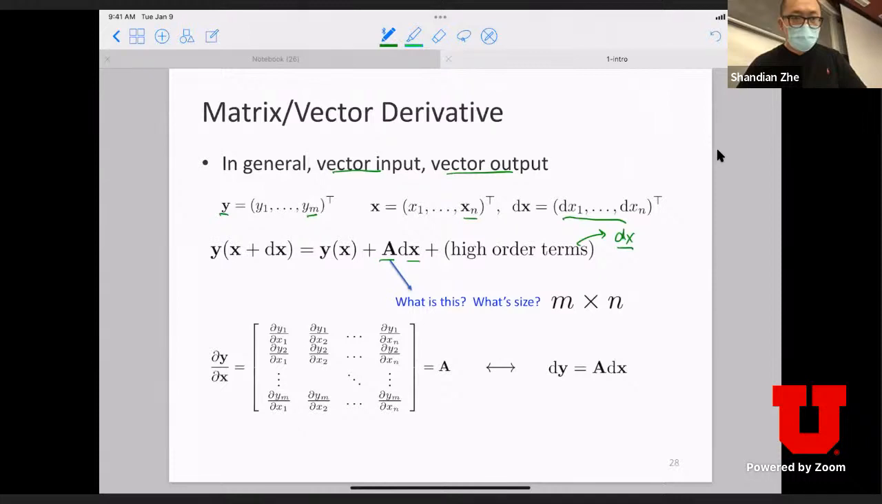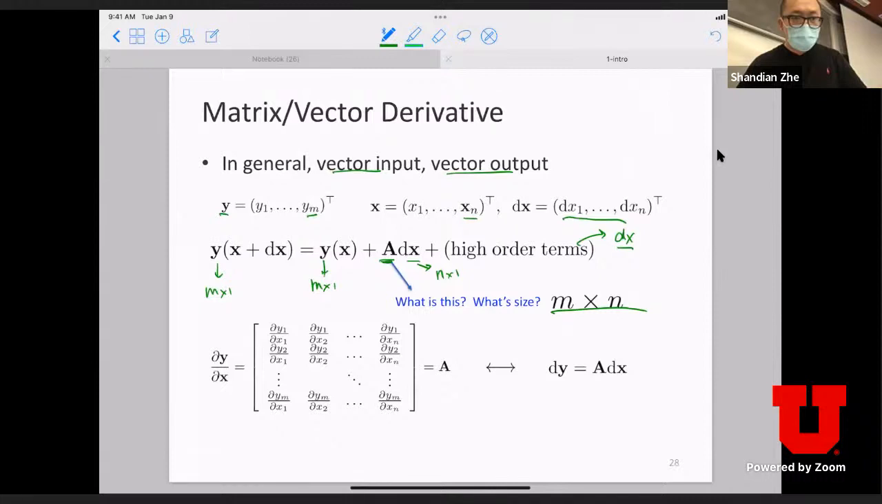But here we need to pay attention to each term in this equation. So y is an m-dimensional vector, and y(x) is m by 1, and dx is n by 1. So what's the size of A? M by n, right? So what's the name of this matrix A? Jacobian, right? Everyone has learned that before.